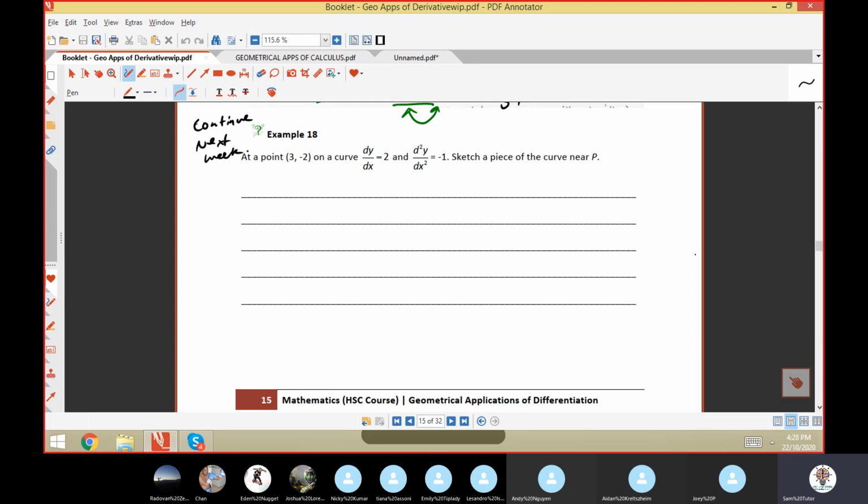All right, at a point (3, -2) on a curve, dy/dx, which means y dash, is equal to 2. Okay, and y double dash is equal to -1. That's very specific, but you don't care about the number. Because y dash being 2 just means the gradient is 2. What if the gradient was 3? What if it was 5? What if it was 10? What if it was 20, 30? Does it make a difference? Mathematically, yeah, the gradient's getting steeper, but is your increasing or decreasing factor going to change?